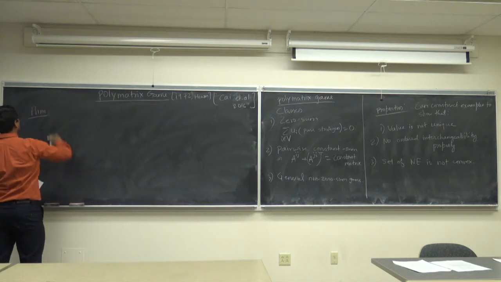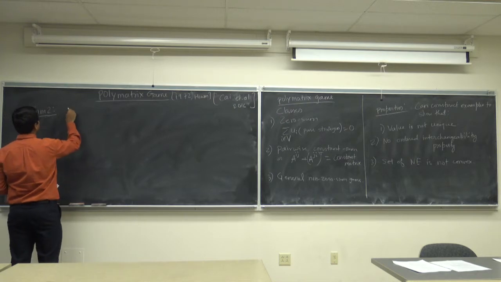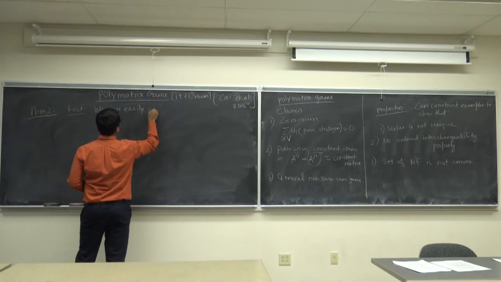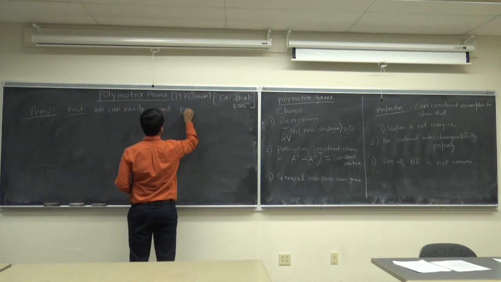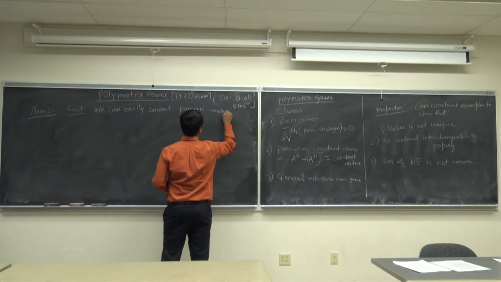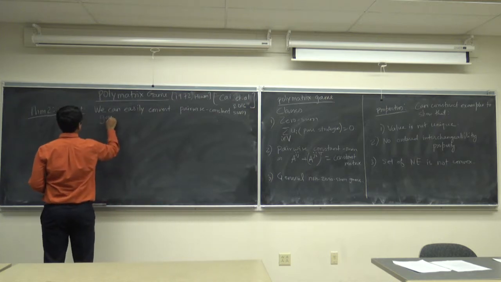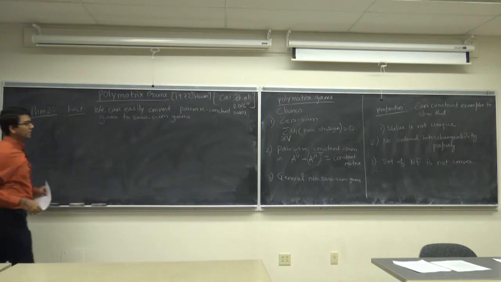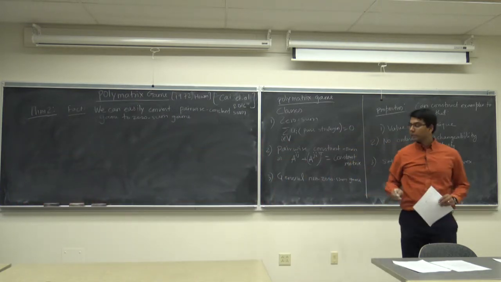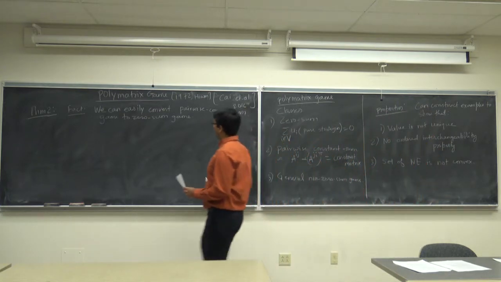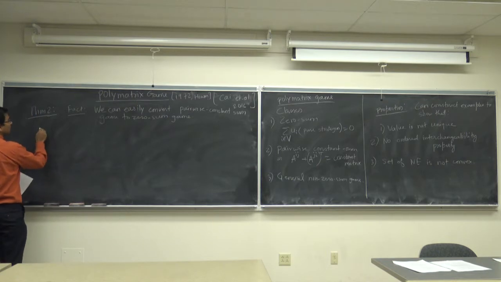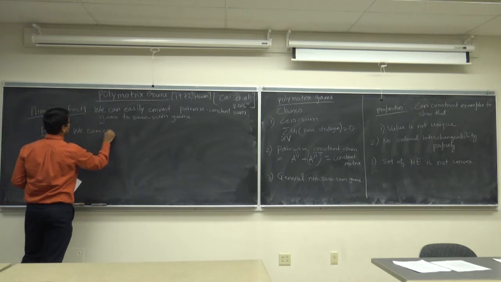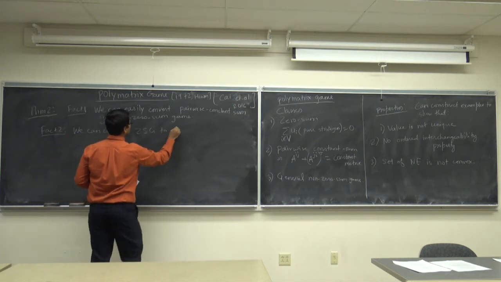So that's theorem two. We know that one fact is we can easily convert a pairwise constant sum game to a zero sum game without changing the set of Nash equilibria. So the two games will be strategically equivalent. Can we do the opposite? It turns out that yes. The other fact is we can convert a zero sum game to a pairwise constant sum game.